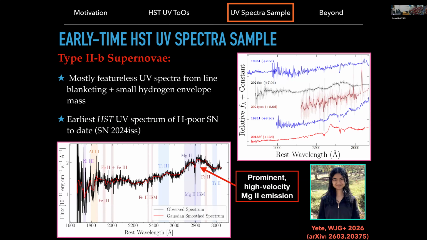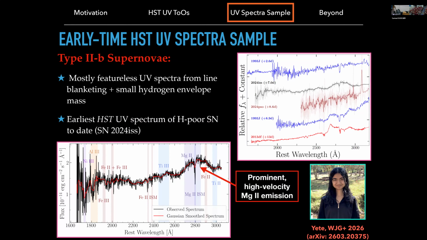Lastly, I'll just highlight type 2b. This is a relatively hydrogen deficient core collapse supernova. And with this, we obtained some of the earliest UV spectra to date and also showed signatures of CSM interaction. This was led by my student, Rajula Yuti, who provided this really nice multi-wavelength campaign.